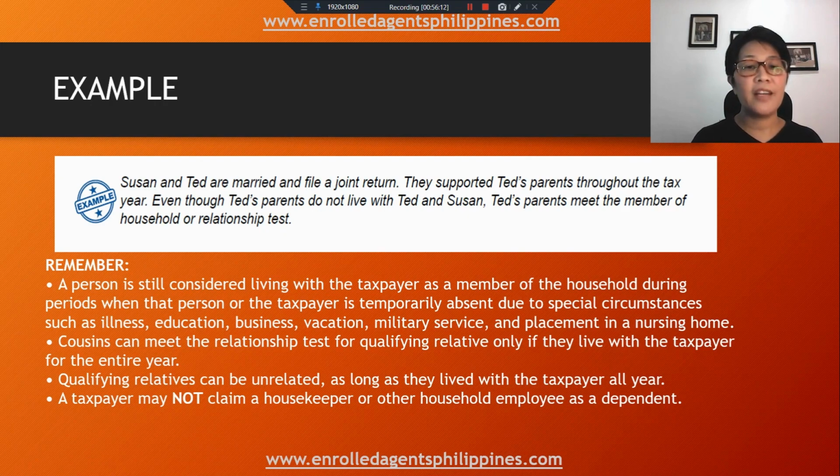Okay? Qualifying relatives can be unrelated as long as they live with the taxpayer all year. Ito lang guys, hindi naman lahat ng nakatira sa bahay ninyo po pwede. Okay, ang exemption dito, ito. A taxpayer may not claim a housekeeper or other household employee as dependent. Hindi naman lahat. So ito specifically binanggit. Hindi po pwede. Cannot claim a housekeeper or other household employee as dependent. Okay?